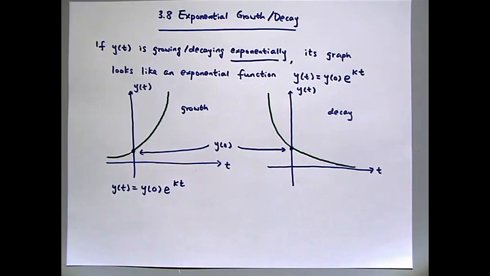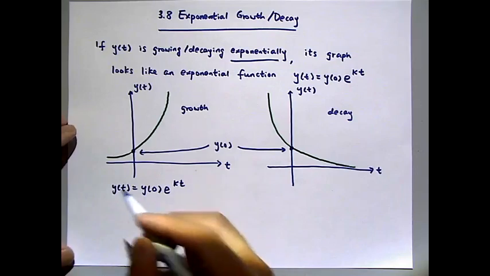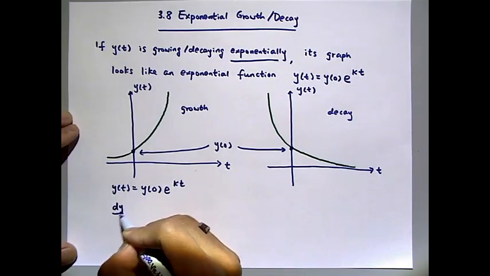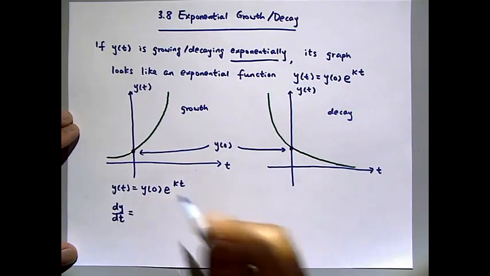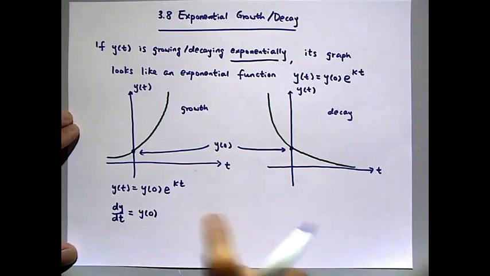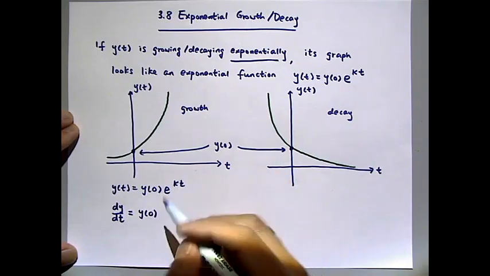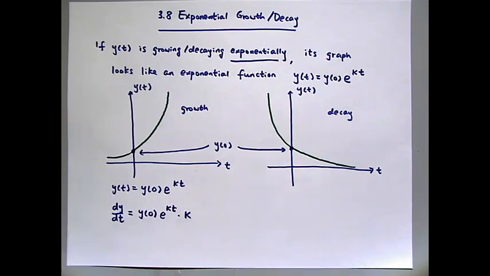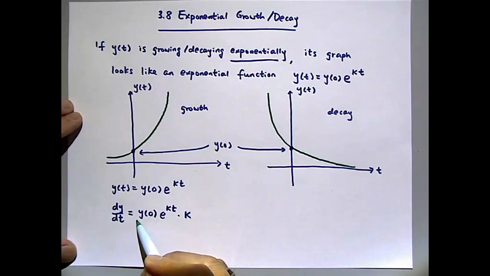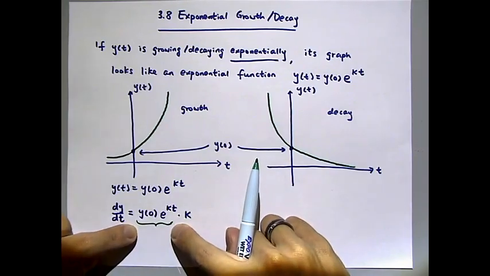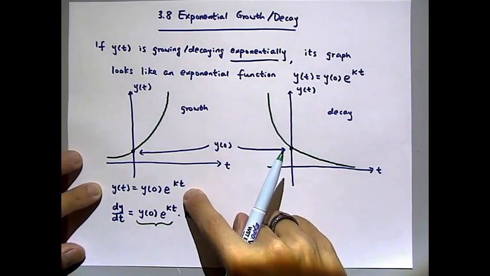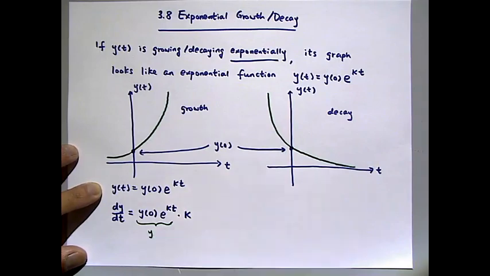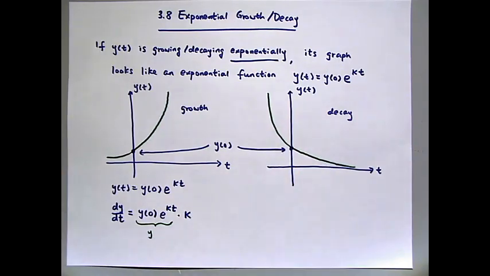And notice what happens if I take the derivative of this function, dy/dt. The constant doesn't do anything, it sits right there. And when I take the derivative of e to the kt, I get e to the kt times k by the chain rule. Okay, e to the something, its derivative is e to the same thing times the derivative of that power. Now notice that this quantity right here, y of 0 times e to the kt, is precisely the definition of y of t. Look right above that line. That's the definition of y.